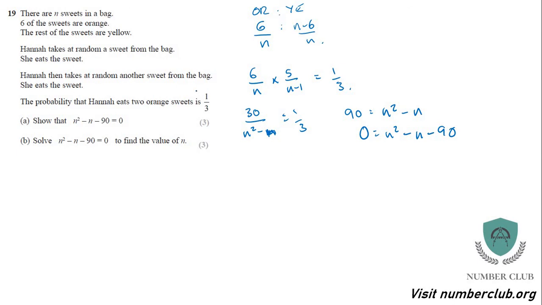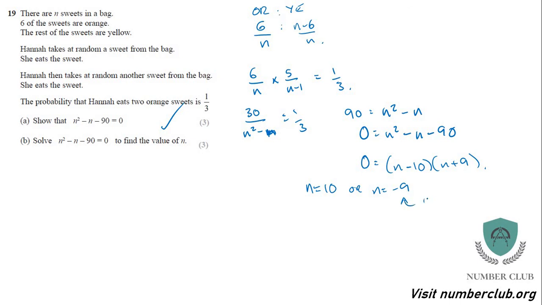It's actually not too bad of a question. And then we can solve that. It's really easy to factorise. We need two numbers that will multiply to make negative 90, but also add to make negative 1. They are n minus 10 and n plus 9. Okay, and so you get n equals 10 or n equals negative 9.